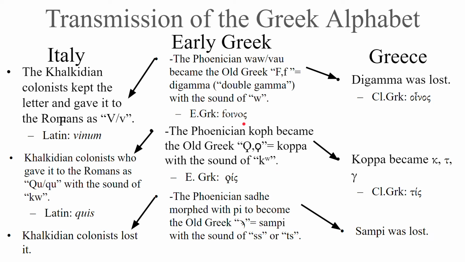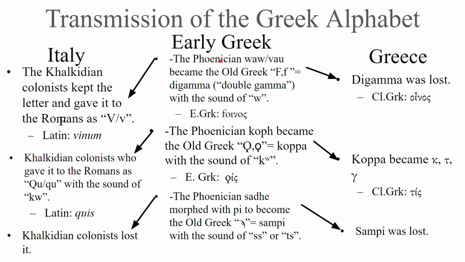Here are some fun things that didn't quite make it into the Greek alphabet, or are different from the Greek alphabet versus the Latin alphabet. So we'll start with the early Greek. We have the Phoenician letter wa or va. This becomes the Old Greek digamma. We'll talk about the digamma later, the double gamma. It had the sound of W. So this early Greek word would be something like woinos.